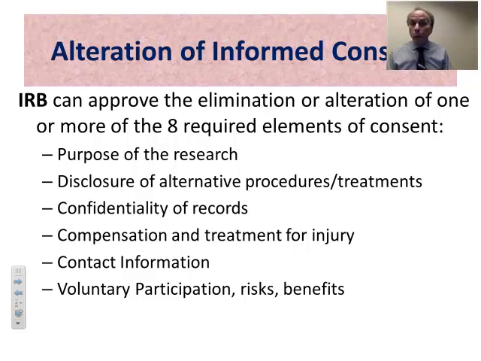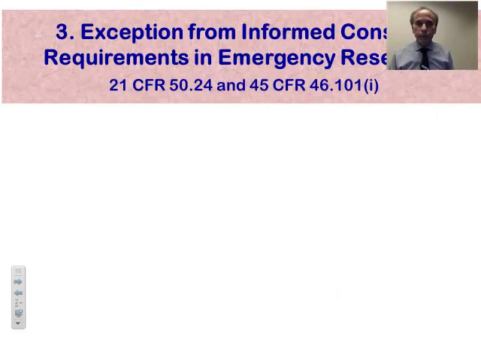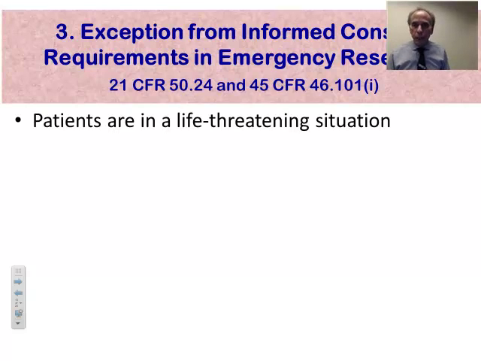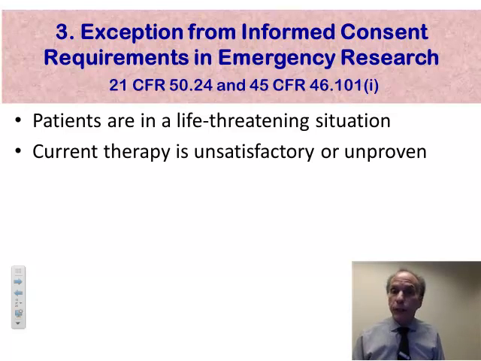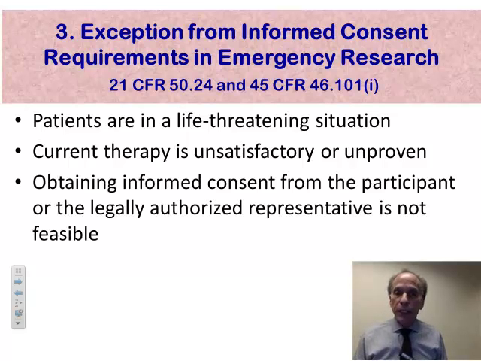Alteration or elimination of one or more of the basic elements of informed consent occurs primarily in deception research. Our third and final type of waiver refers to what is known as an exception from informed consent requirements in emergency research. The necessary criteria are shown in the next few slides. 1. Patients need to be in a life-threatening situation. 2. Current therapy is either unsatisfactory or unproven. 3. Obtaining informed consent from the participant or the legally authorized representative is not feasible. And 4, the proposed intervention holds the prospect of direct benefits to the participants.